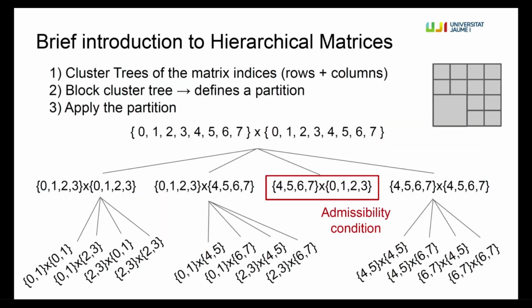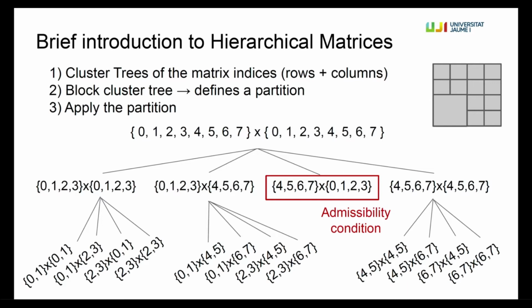First of all, we need to define cluster trees of the matrix indexes, one for the rows and one for the columns, and then we create a block cluster tree which will define a partition that applied to the original matrix will give us the hierarchical matrix. As an example, I have put a really simple one here on this slide, and you can see that to determine where to stop partitioning, we need to choose an admissibility condition in advance.